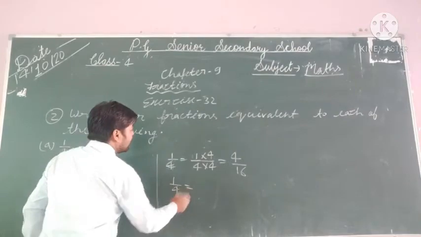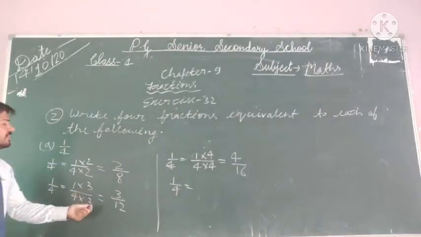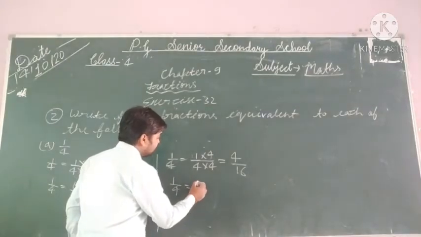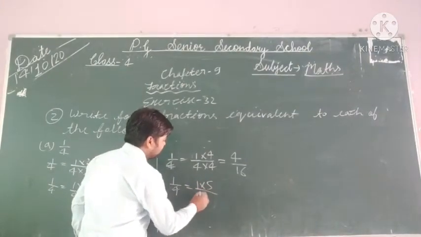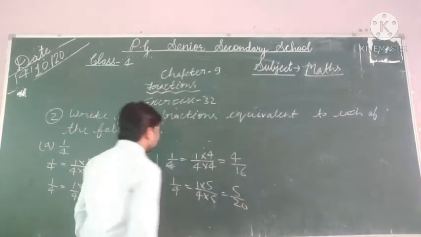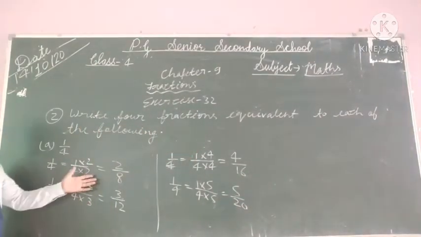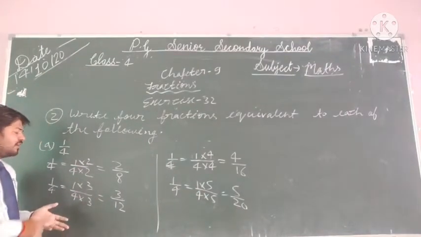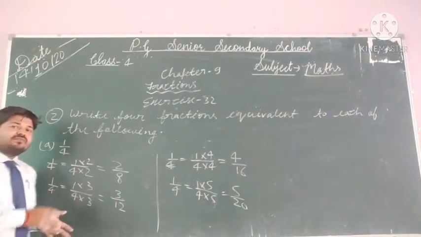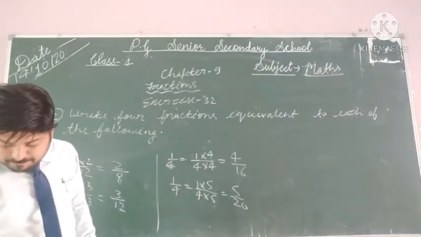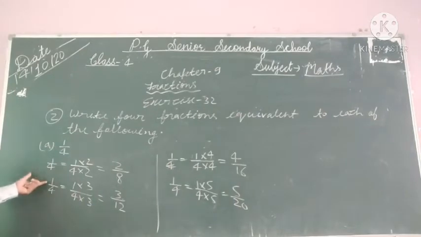1/4 equals, now what will you multiply by? 2 is done, 3 is done, 4 is done. Now it will multiply by 5. So 1 5 is 5 and 4 5 is 20. So 5/20. So like this you have to solve question number 2. First multiply numerator and denominator by 2, then 3, then 4 and then 5.